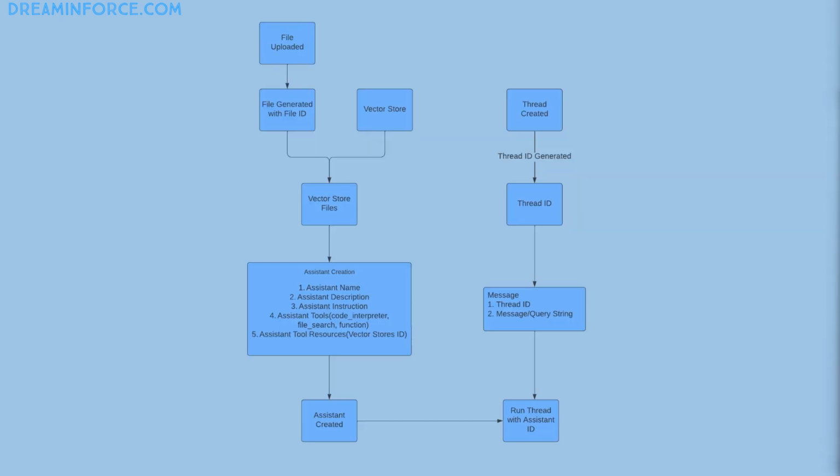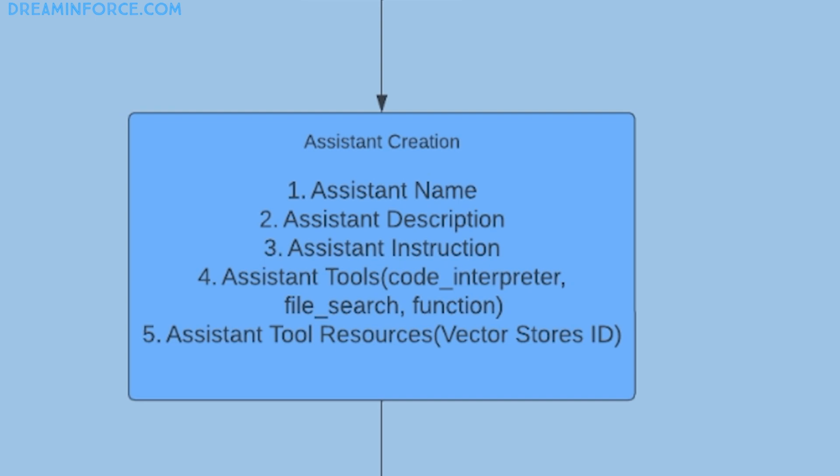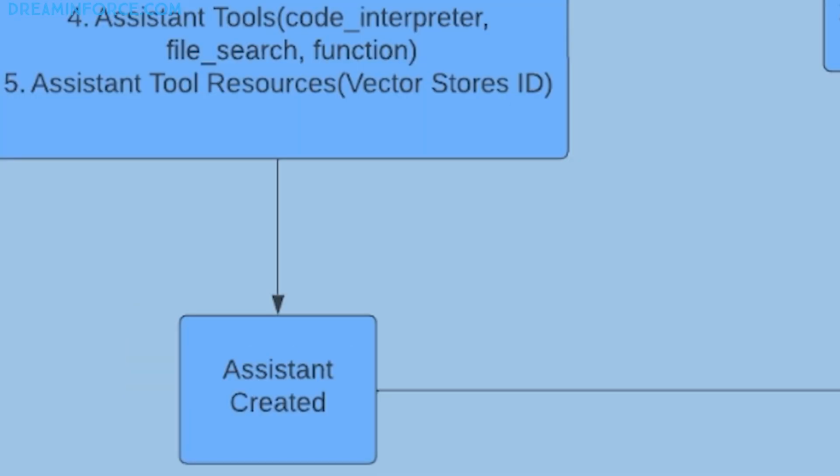The next step is to create an assistant. So the assistant will have information like assistant name, assistant instructions, and assistant tools, like whether we want to use it for code interpretation, file search, or function calling. And the fifth one is the assistant tool resource. In file search, we will be passing the vector store ID inside this assistant tool resource. Now, with all this information, the assistant will be created.